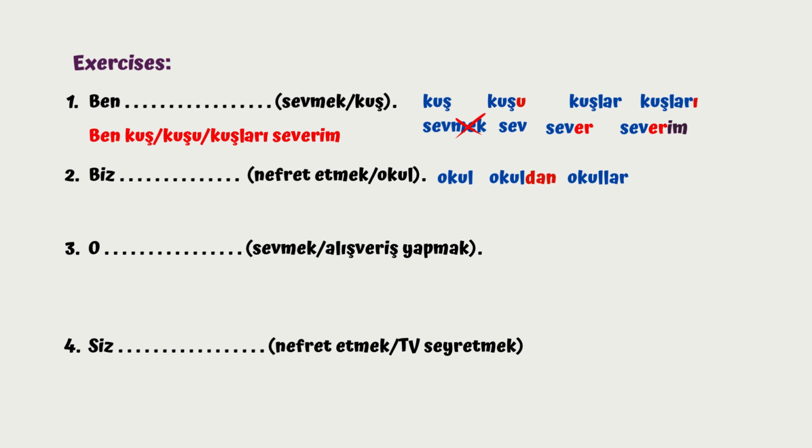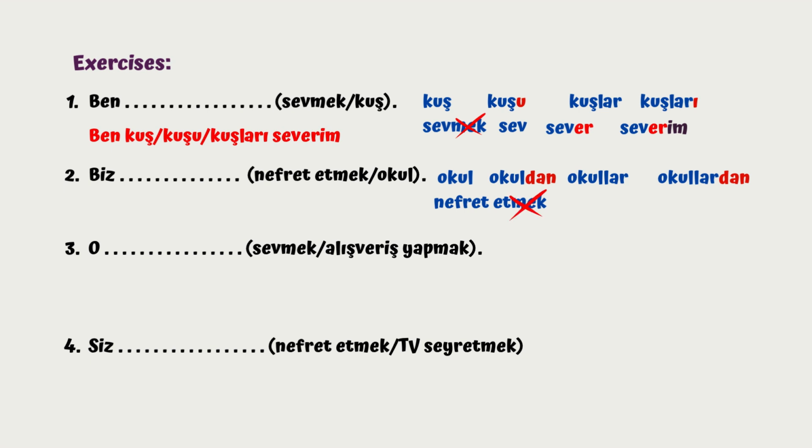If you want to use plural noun okullar, right? So I'm going to attach den or dan again. Last vowel of okullar is a. So I will attach dan. So okullardan. Now let's take a look at nefret etmek. We're going to conjugate it, right?